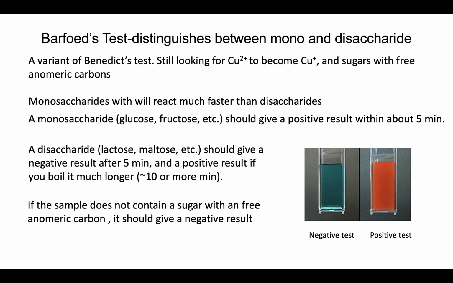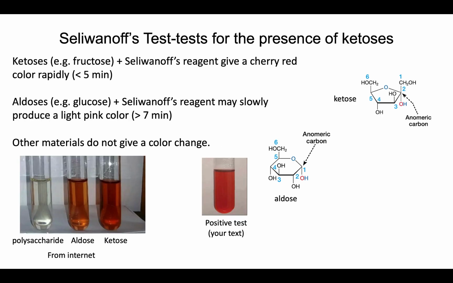What makes Barfoed's test a bit different from the Benedict's test is that monosaccharides are going to react much faster than disaccharides. So a monosaccharide such as glucose or fructose should give a positive result within 5 minutes, whereas a disaccharide should give a negative result, and it'll take much longer for a positive result to happen. Now, I should mention that if the sample does not contain any sugars with a free anomeric carbon, it should give a negative result.